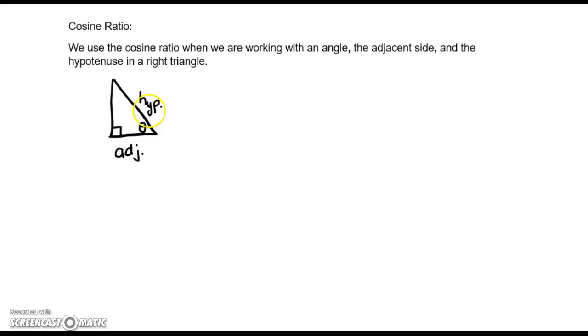It might be easier to label your hypotenuse first, then your adjacent. I just find that a lot of students sometimes have trouble labeling that adjacent. So anyway, according to the cosine ratio, we have the cosine of some angle theta is equal to your adjacent side divided by your hypotenuse.